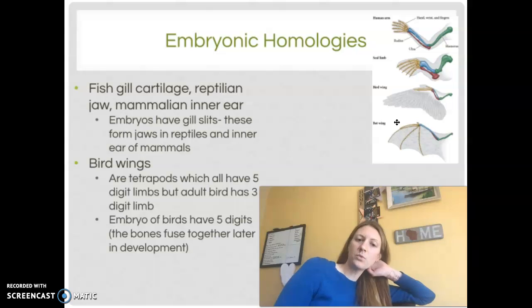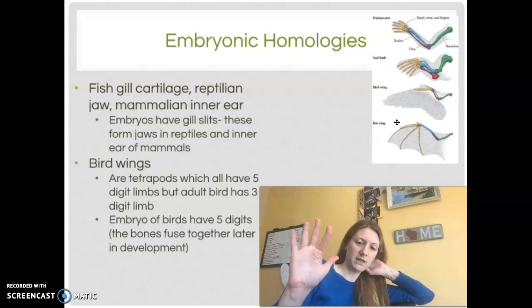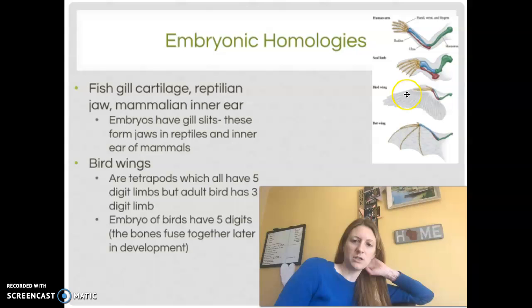Another example would be bird wings. They are tetrapods, which means four, so they have 4 limbs. For example, we're tetrapods. And birds have a 5-digit limb, so like 5 fingers, 5 toes, but in the adult, it transforms into 3. You can kind of see that picture here. Not because they're different, but because the bones are being reabsorbed or reformed, fused into longer digits. So you can kind of see that up here.